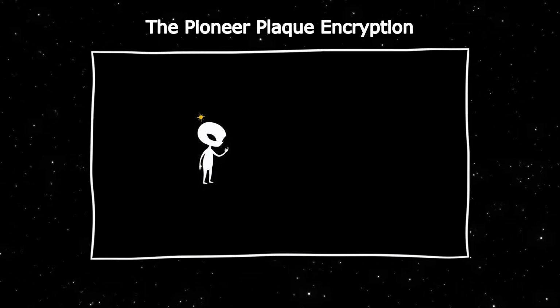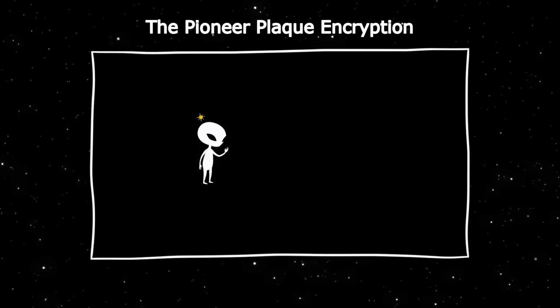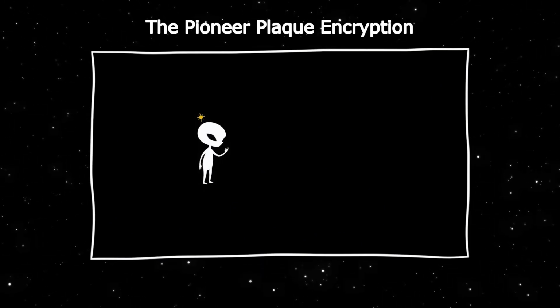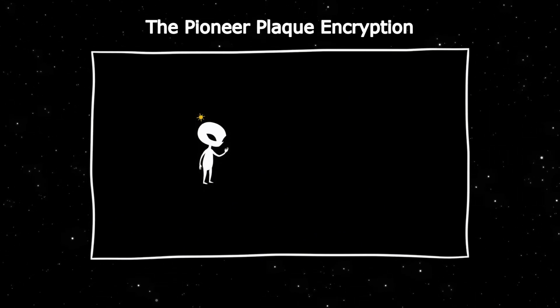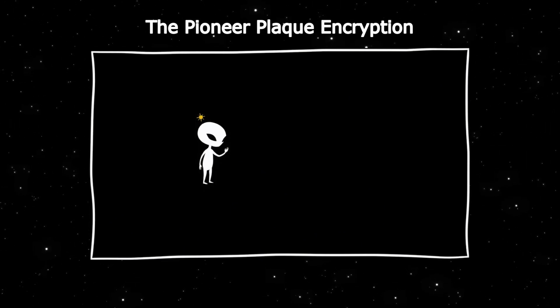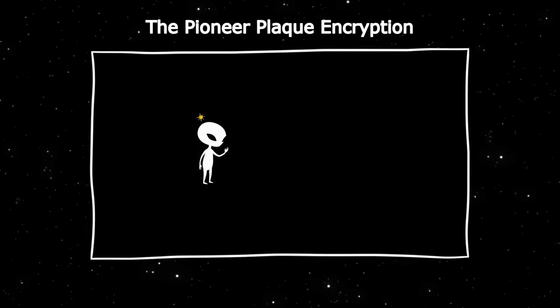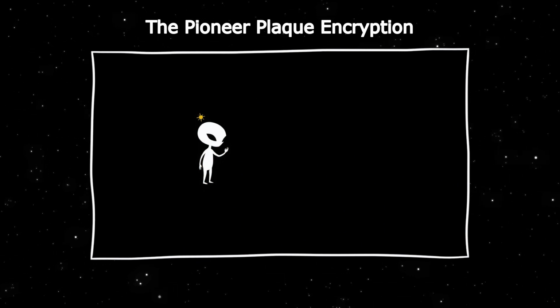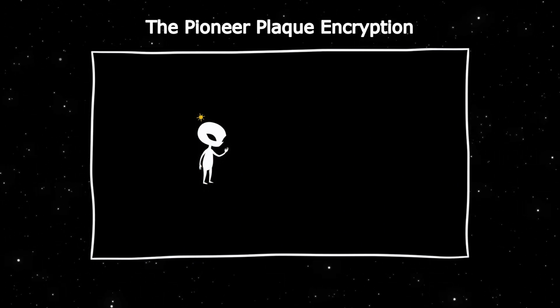The plaque features a diagram of our solar system, showing the location of Earth in relation to our neighboring planets. This representation is significant because it allows potential discoverers to understand precisely where we are situated in the vast universe. Around the figure and solar system, a series of symbols are present, which represent key scientific concepts and the element of hydrogen, the most abundant element in the universe.